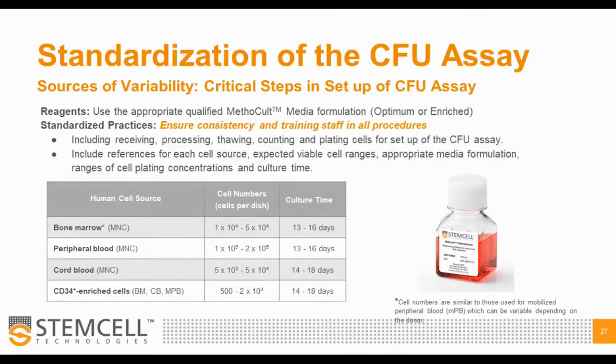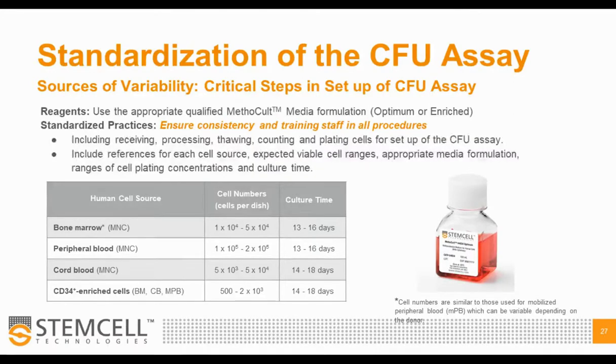You also have to make sure you have standardized practices, ensuring that your staff is trained on all the procedures. And some procedures that you really have to think about are, how are the cells received? How are they processed? How are they thawed? What are you using for your viability stain, for example, as well as how many cells to plate for the CFU assay. It is linear in certain ranges, so it's always good to set up a couple of different concentrations to make sure you're in that right linear range, but it is quantifiable, so it can be validated.